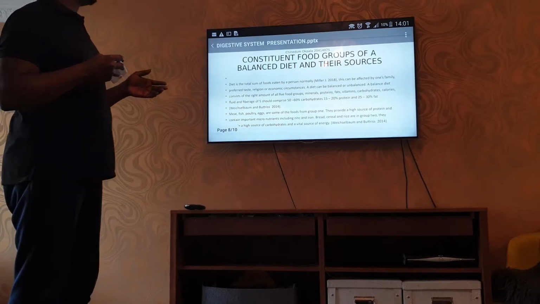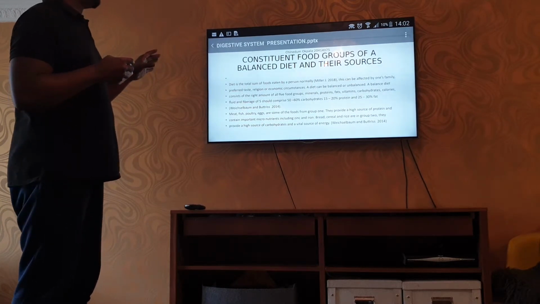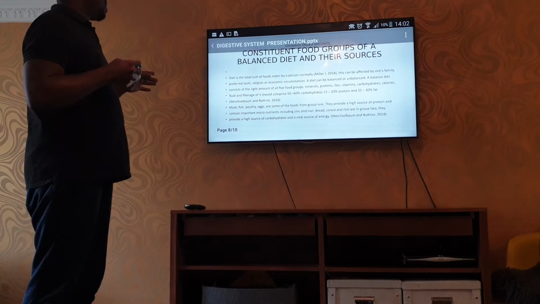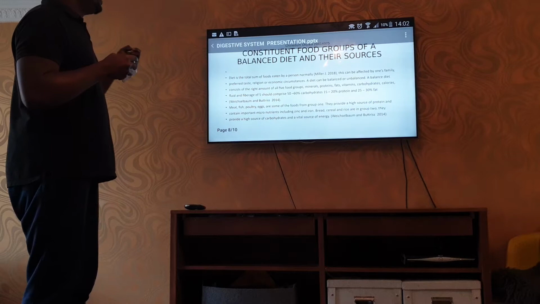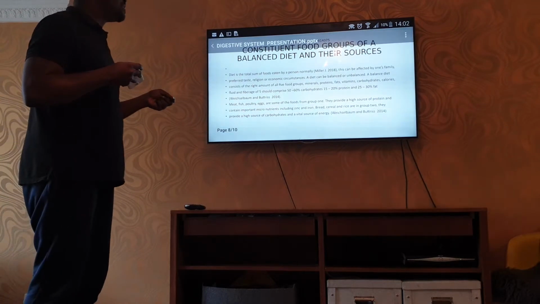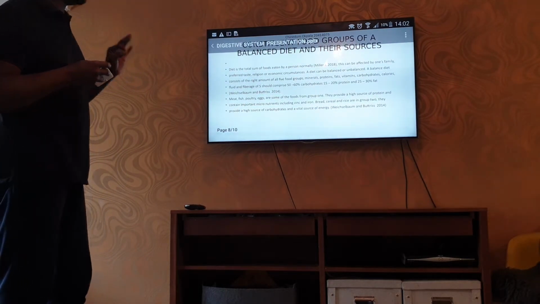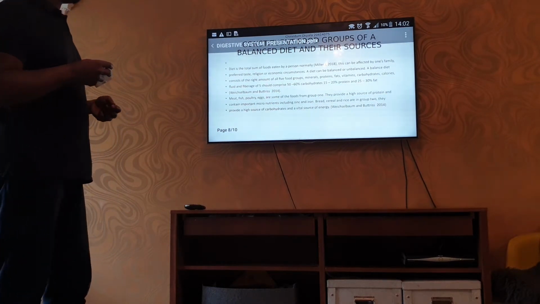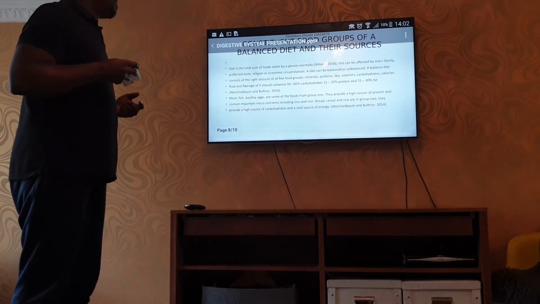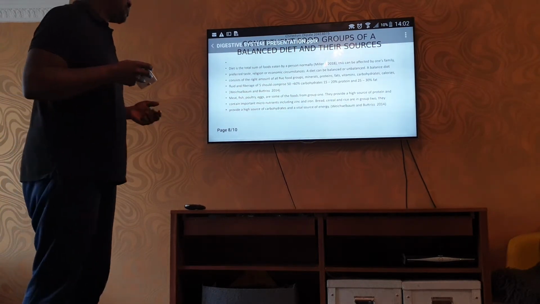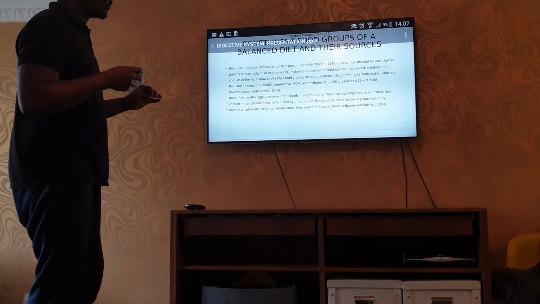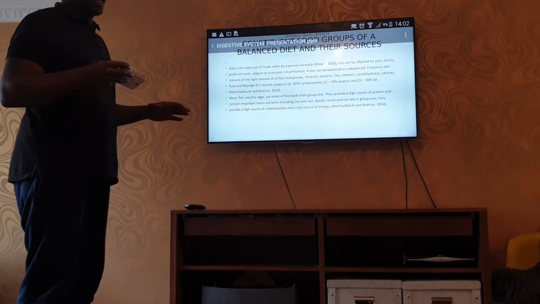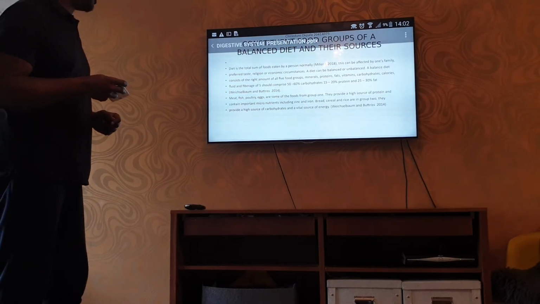On this part, we're going to be talking about the constituent food groups of a balanced diet and their sources. Diet is the sum total of food eaten by a person normally (Miller J, 2018). This can be affected by one's family, preferred tastes, religion, or economic circumstances. A diet can be either balanced or unbalanced.